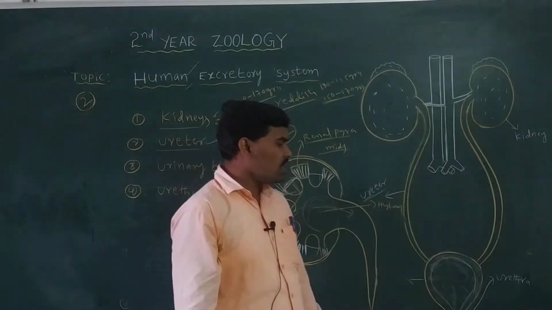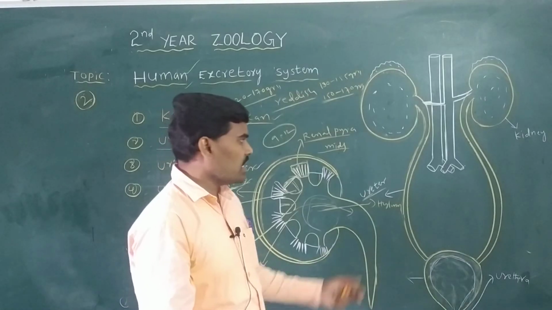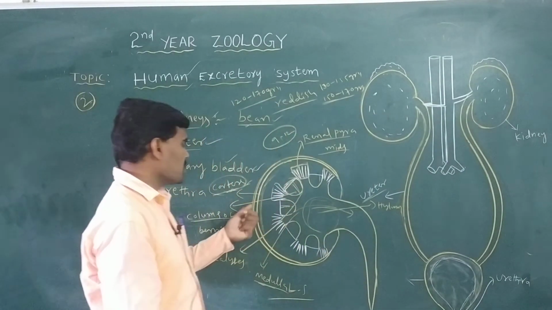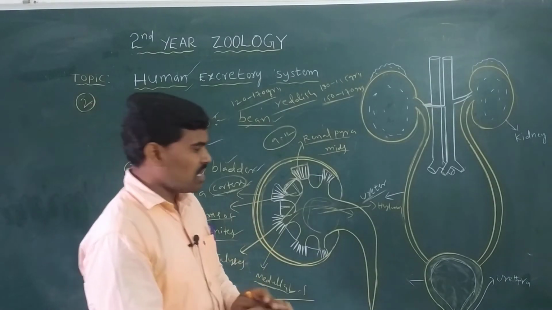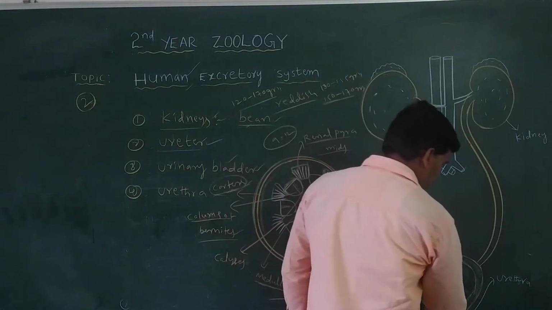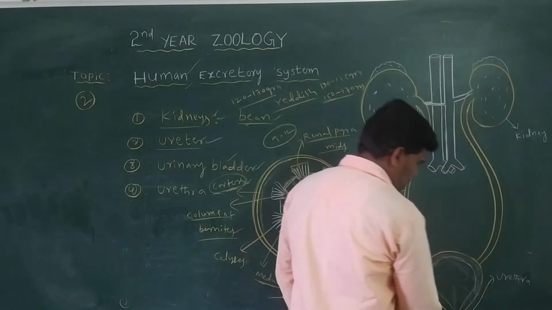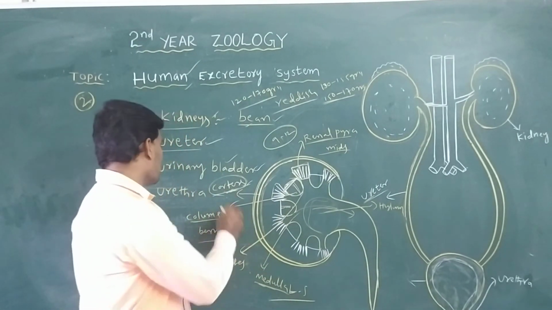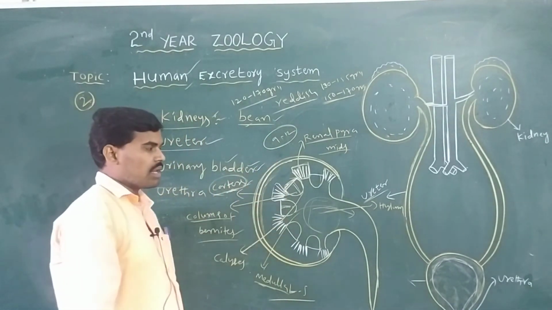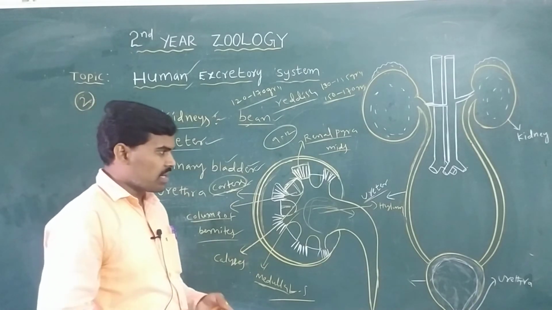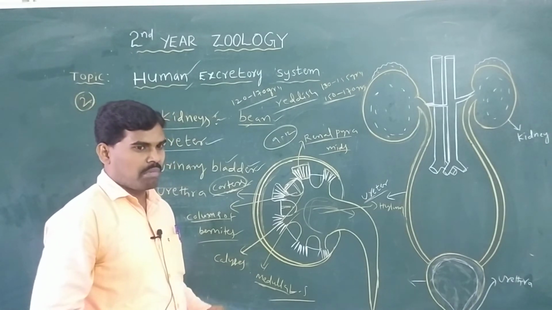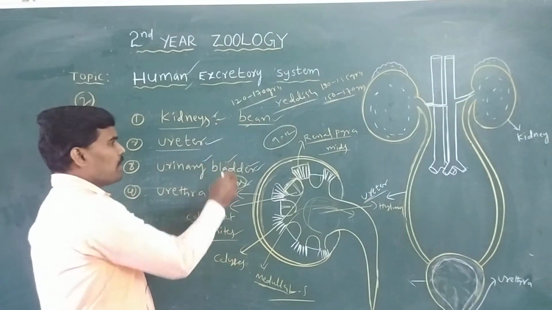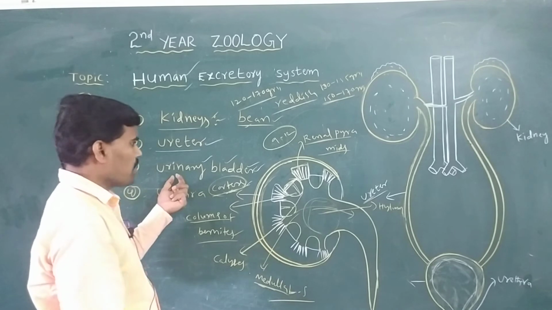Whenever it is filled with urine, the central nervous system sends a signal to the urinary bladder. Contraction and relaxation occur, and the external and internal sphincters close and open the bladder. The urinary bladder is located in the posterior part of the abdomen, a single pear-shaped organ.